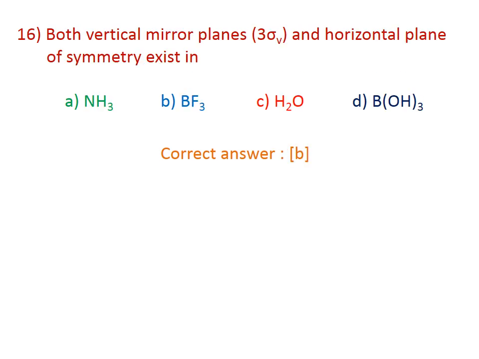Question number 6. Both vertical plane and horizontal plane of symmetry are present in. The correct answer is B. If you consider the ammonia molecule, it consists of only vertical planes. And if you consider BF3, it consists of vertical planes as well as a horizontal plane. Similarly, H2O, water, contains only vertical planes. Similarly BH3 contains only vertical planes. Therefore the molecule BF3 contains vertical planes as well as a horizontal plane. The correct answer is B. BF3 is the correct answer.